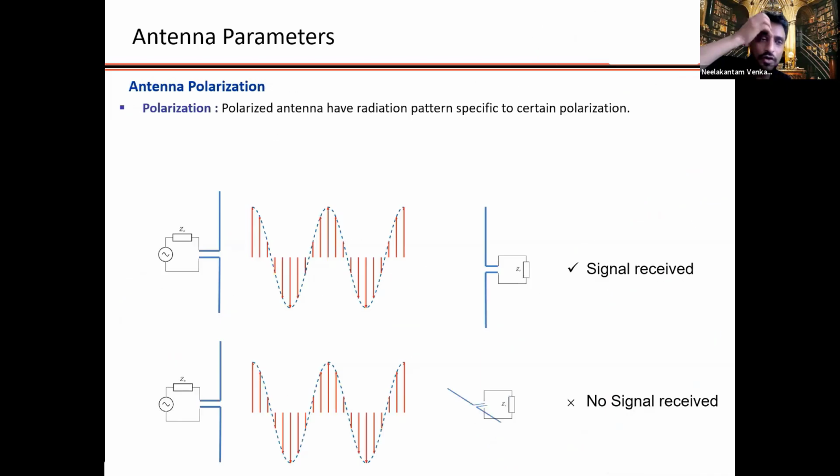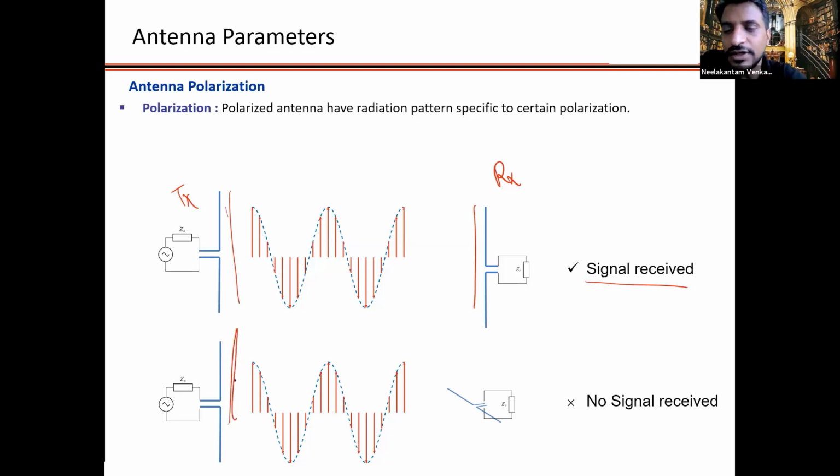Why is it important to know the polarization of the antenna? When the transmitter transmits a certain polarization, the receiver should also be aligned. It's like talking the same language. If the receiver has the same polarization as the transmitter, then they are like talking the same language, so the information gets passed through and you are able to receive the signal.